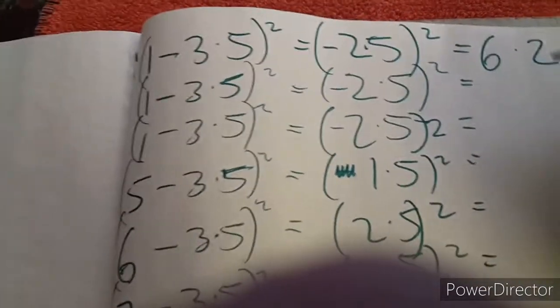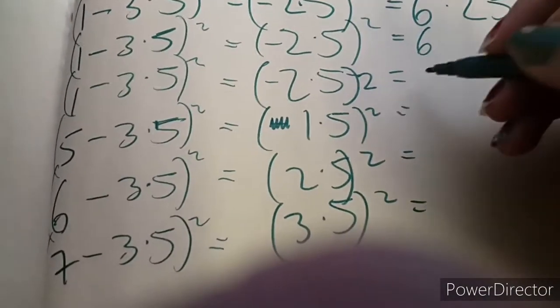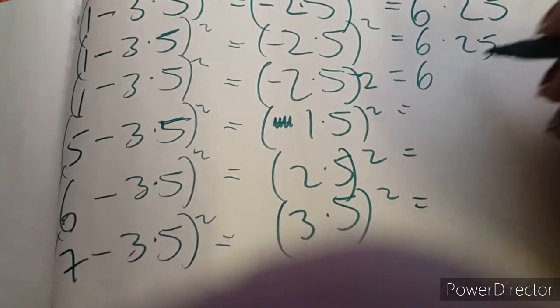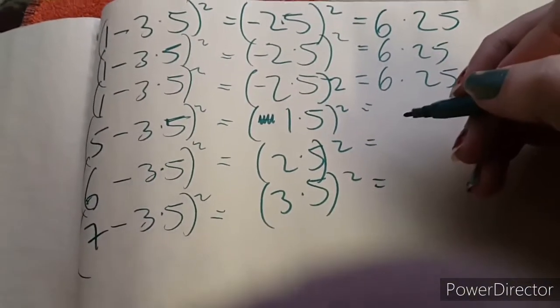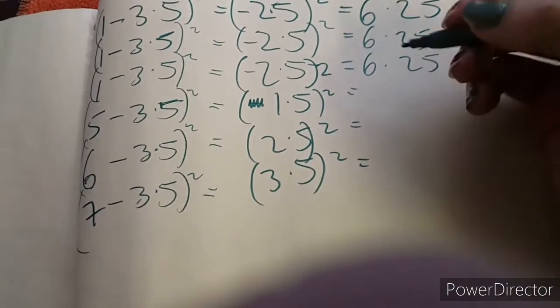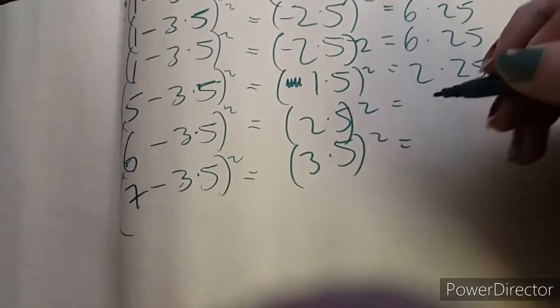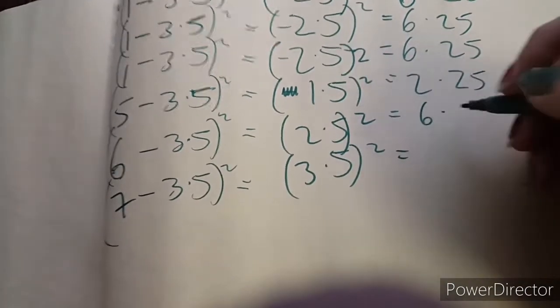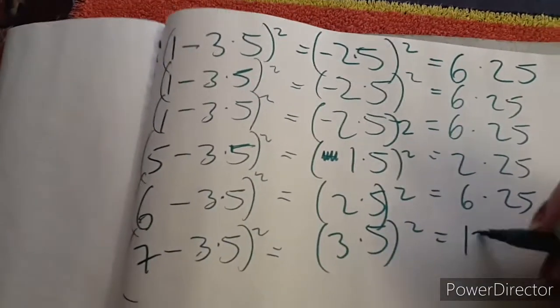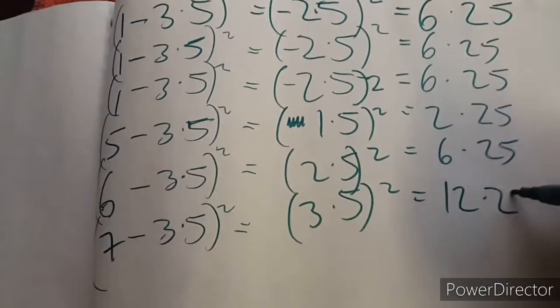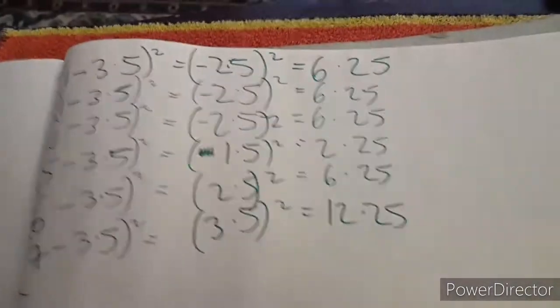Okay, so the values here are obviously the same for each of these. 6.25, 6.25, 6.25. 1.5 squared is 2.25. Then we've got 6.25. And then 3.5 squared is 12.25. Alright, so we've got these values.